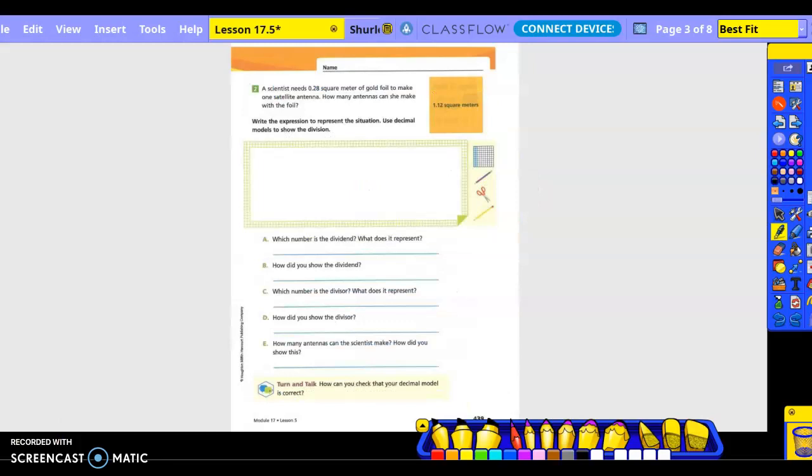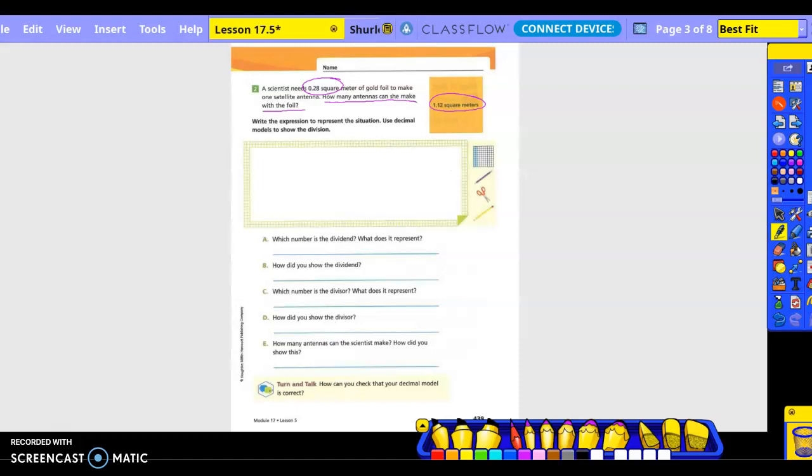Okay. A scientist needs 0.28 square meter of gold foil to make 1 satellite antenna. How many antennas can she make with the foil? So we have our 0.28, we have our 1.12, and then how many antennas can she make with the foil? So we need to draw our picture. All right, first we need an equation.